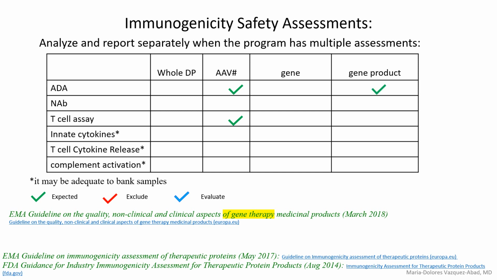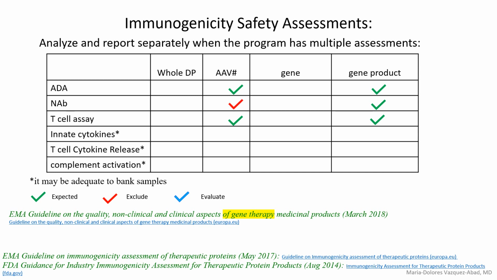Anti-drug antibodies to the gene product, if they're neutralizing or not, and T-cell assay are also very clearly mentioned. They would be triggered if there is an adverse event that happens after the gene therapy has happened. But these are things that would need to be followed depending on the clinical manifestations.